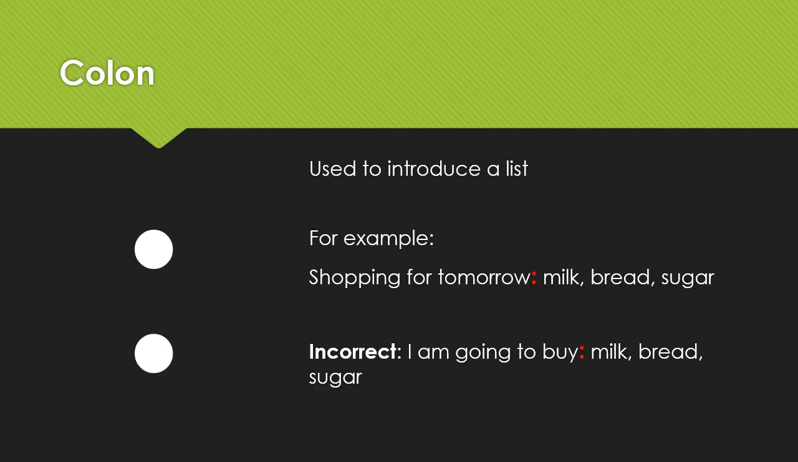Colons. Colons are usually used to introduce a list. As you can see, in the first example, the writer wants the reader to know that a list is being introduced. Please note, as in the second example, colons should not be used to introduce the object of a sentence.